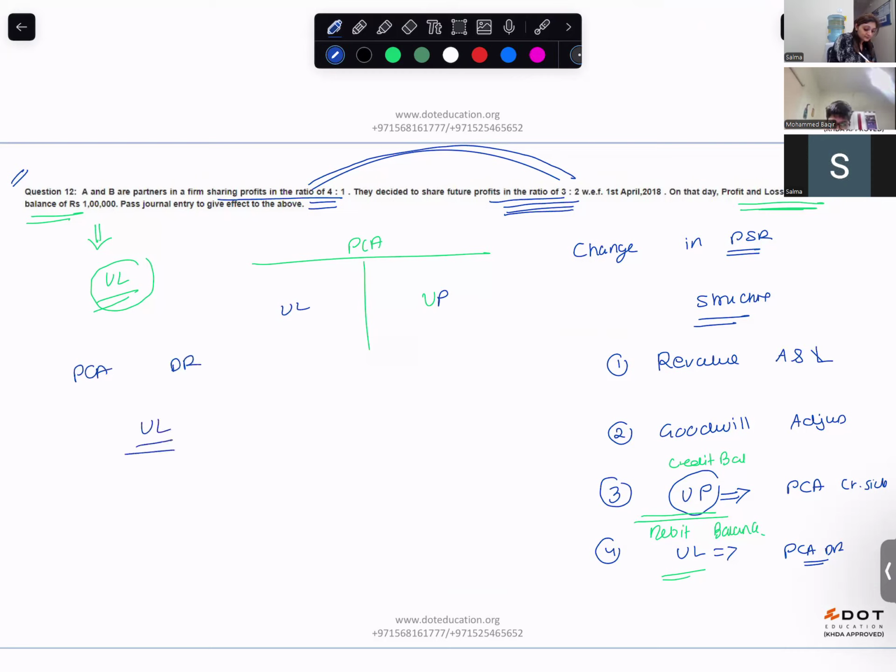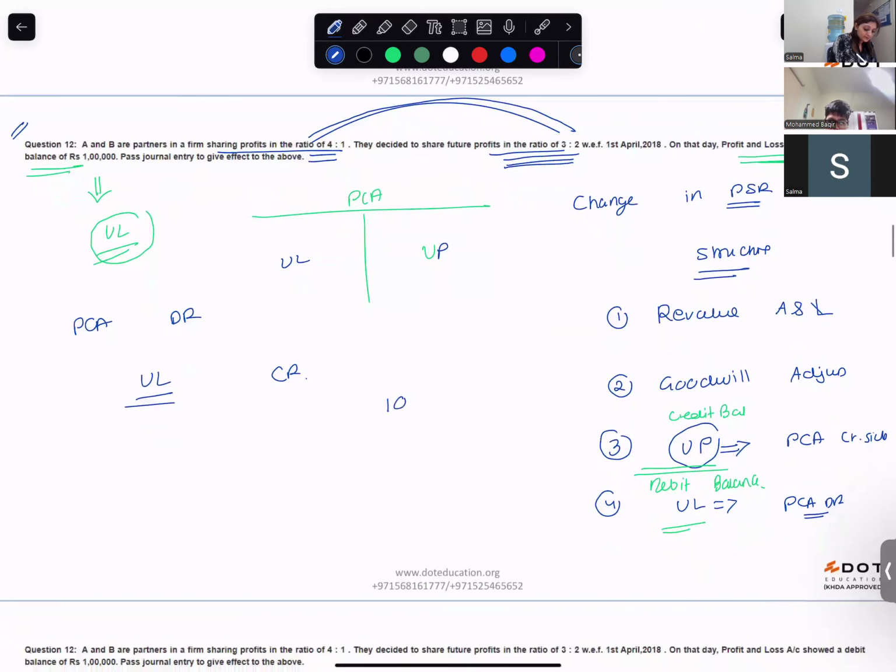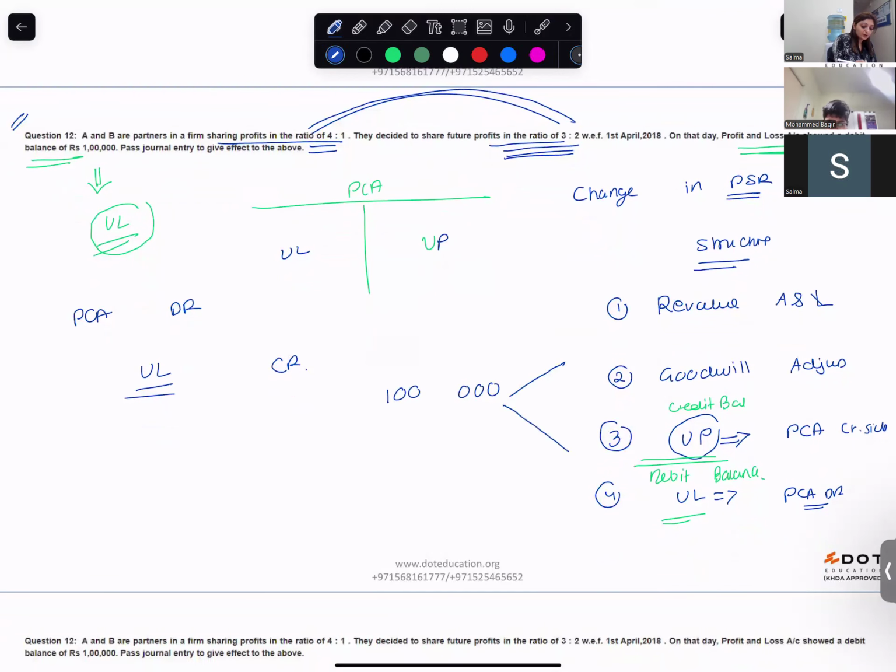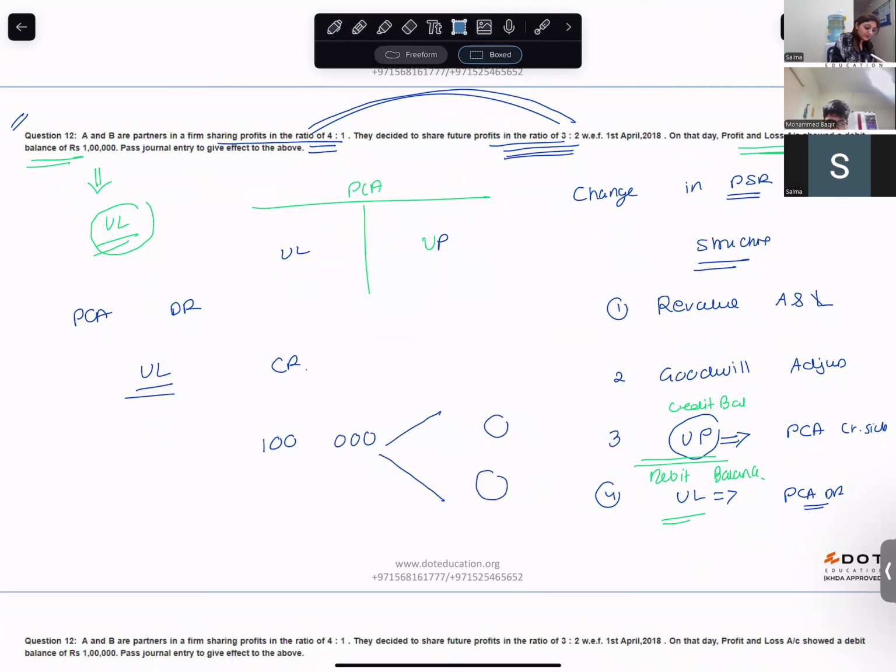The undistributed loss, credit. What is the amount? 1 lakh, distributed in the ratio of 4:1, so it will be 4 by 5 and 1 by 5.